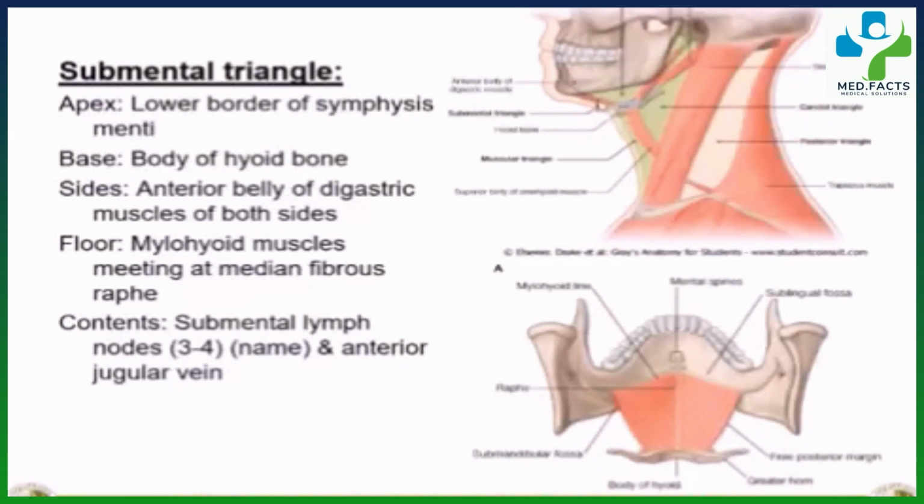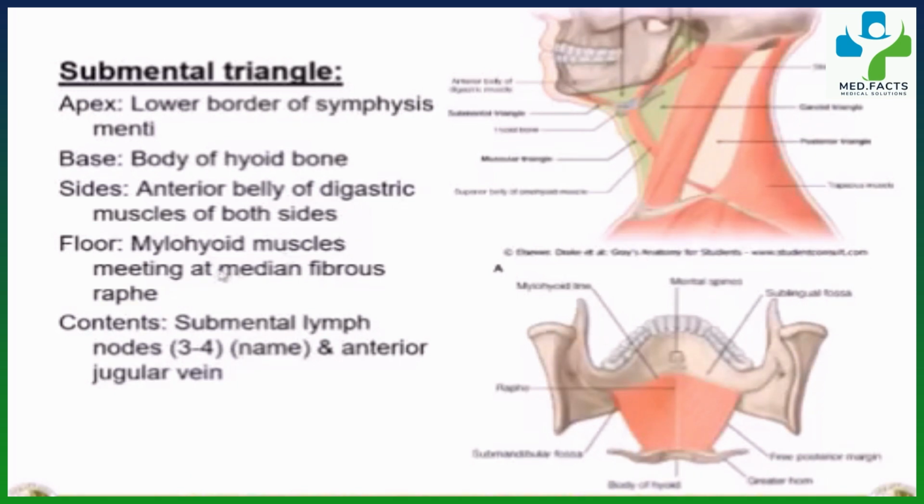and on either side we have the anterior belly of the digastric, here on one side, and the other side will be the other anterior belly of digastric. Together they will form the boundaries. Below we have the base formed by the hyoid bone, and the anterior belly of digastric of each side will form the apex. So the apex is at the symphysis menti.